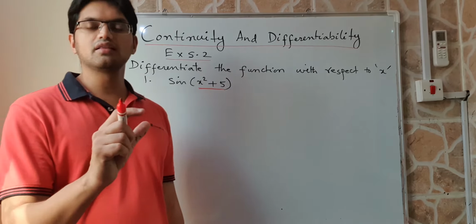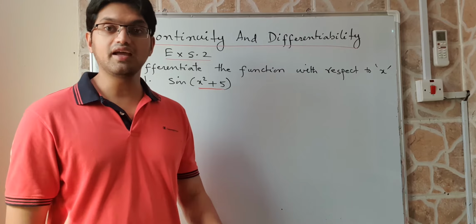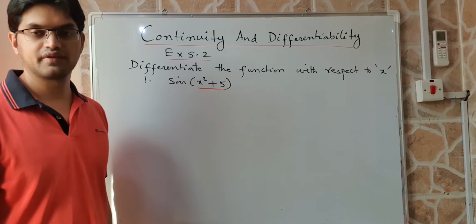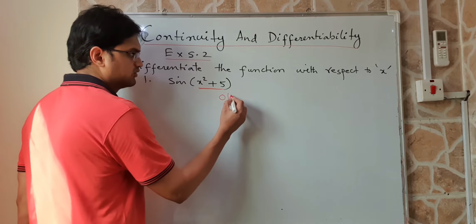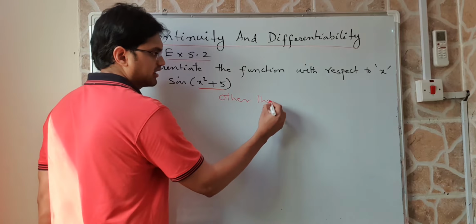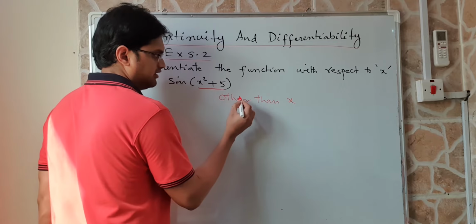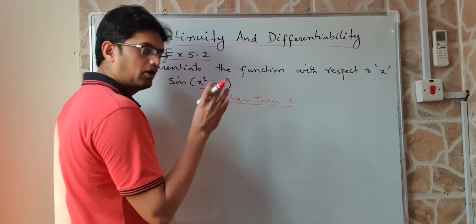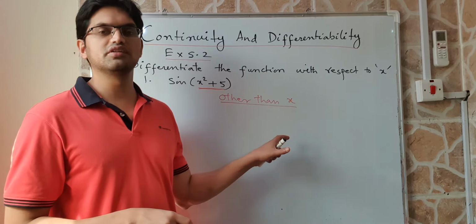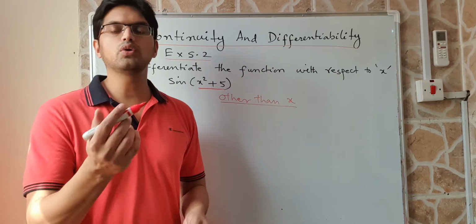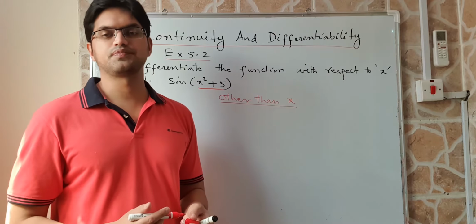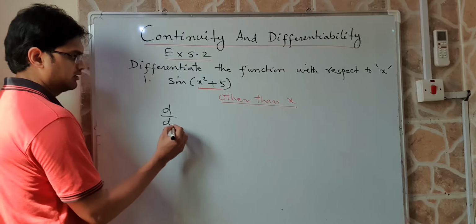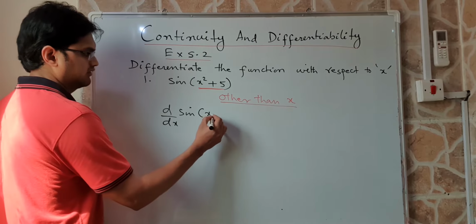We are not differentiating the regular function sine x. The angle has been changed to something else, which is x square plus 5. So I can use this word, other than x. The angle is other than x. So now we identified that this problem is related to chain rule. Now how do you work on it? We need to find the derivative of sine of x square plus 5.